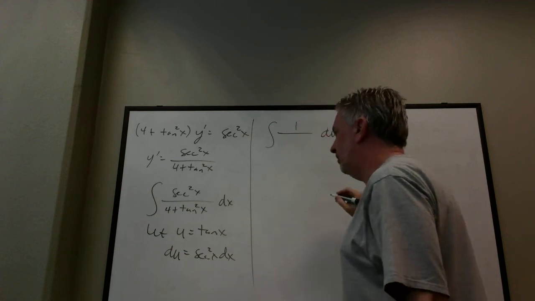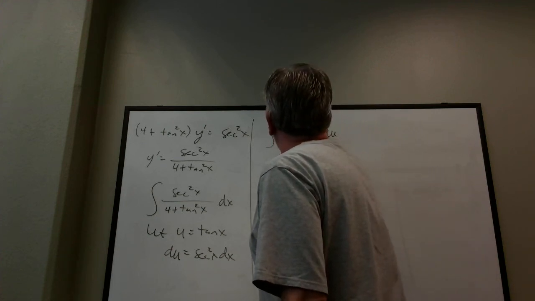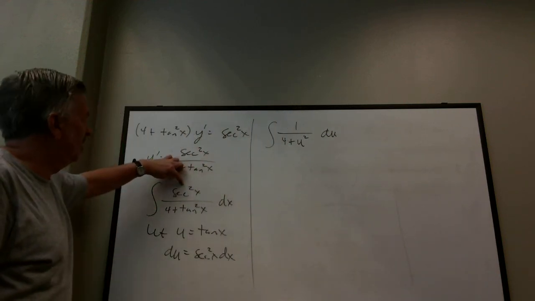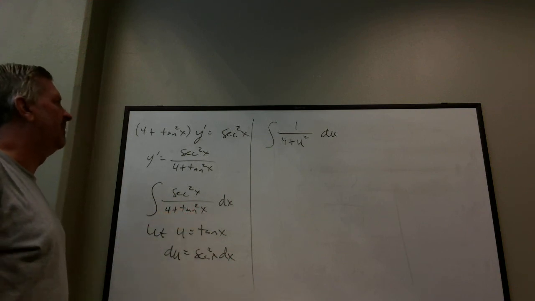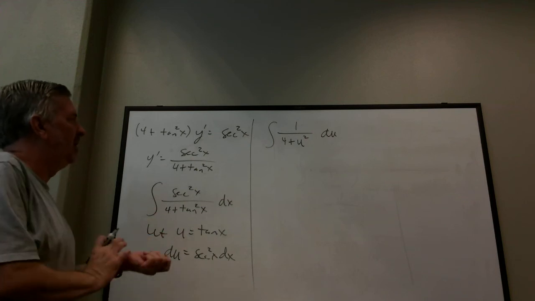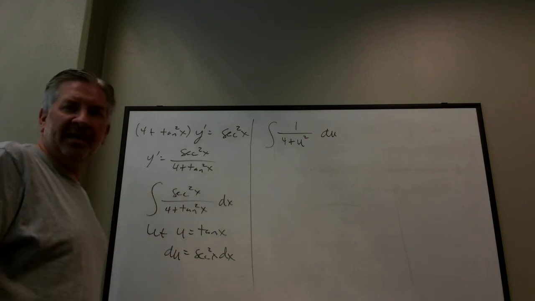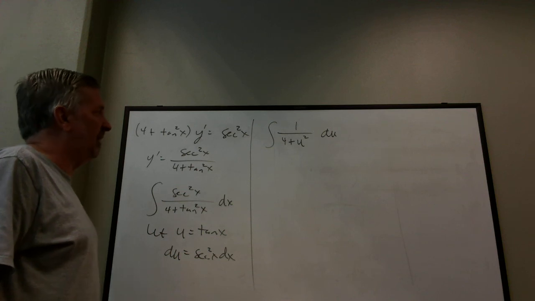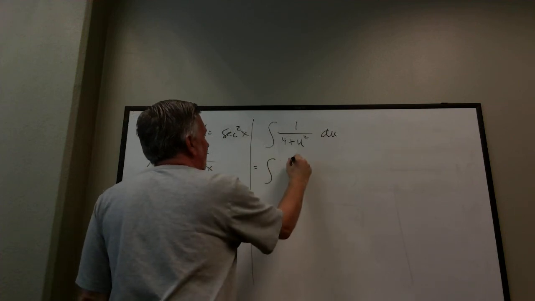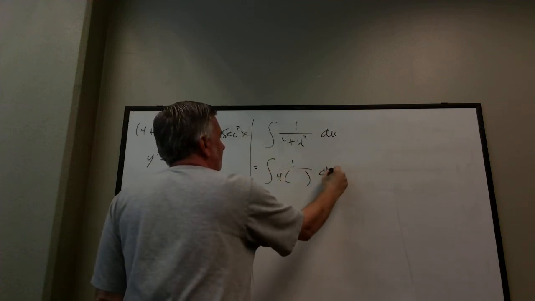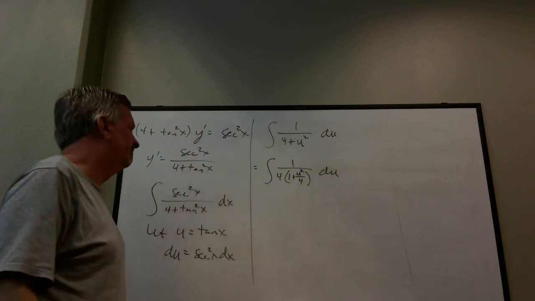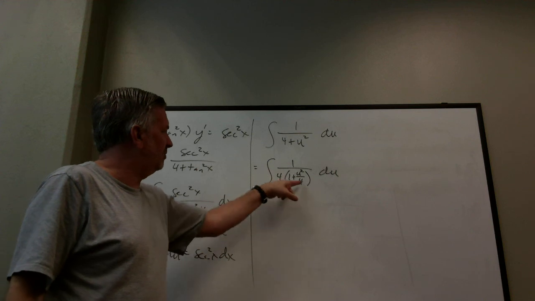And I'm left with 1 over 4 plus u squared, aren't I? Right? That's the du, and I'm left with 4 plus u squared. Boy, that looks a whole lot easier, a whole lot simpler than what we've had before. Okay, now what? Well, this is another arctan. So I'm just going to do what I did before. I need a 1 here. So let me factor out a 4 from the denominator. I'm left with 1 plus u squared over 4. Right, 4 plus u squared.